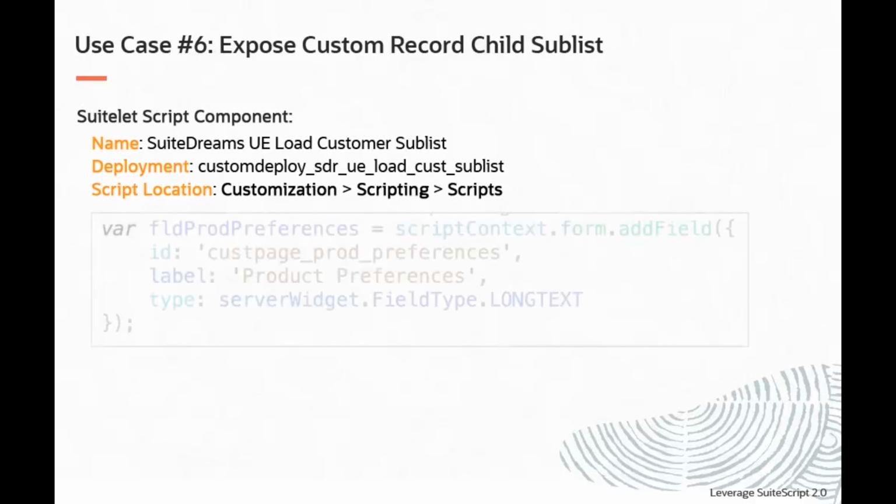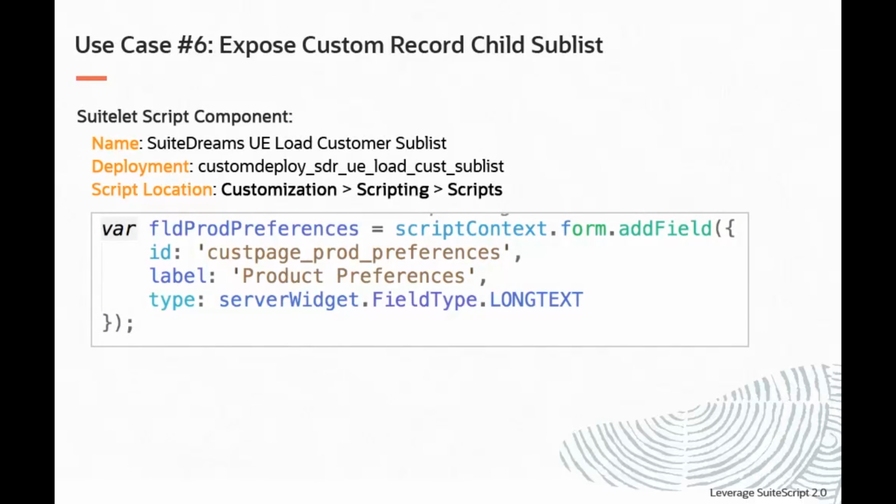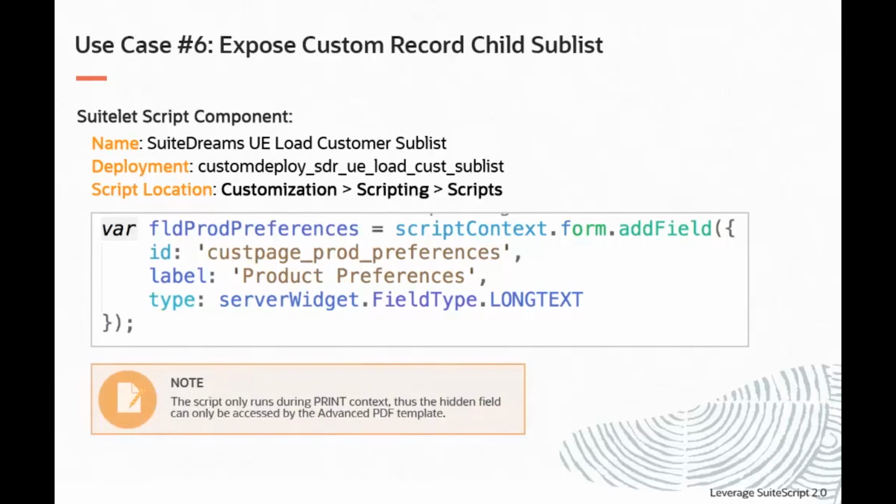And finally, this user event script adds a new hidden field on the sales order form that contains a JSON stringified value, which is then accessible within the template through interpolation. This script has a limited context and only gets executed during the printing operation, and not while viewing or editing the record.